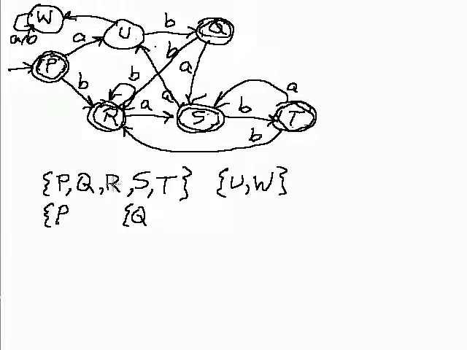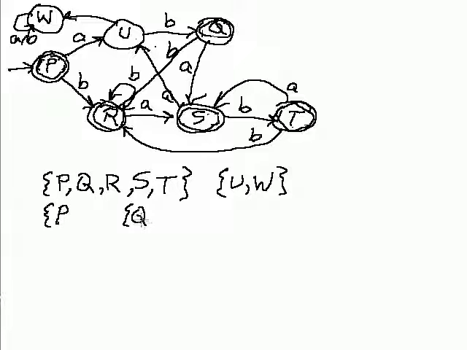Now what about R? Can R be with P? Can R be with Q? Does R have to go by itself? Let's see if R can be with P. Look at these two. Where do they go on A? P goes to U, R goes to S. U and S are not together on the previous row. So R cannot be with P.